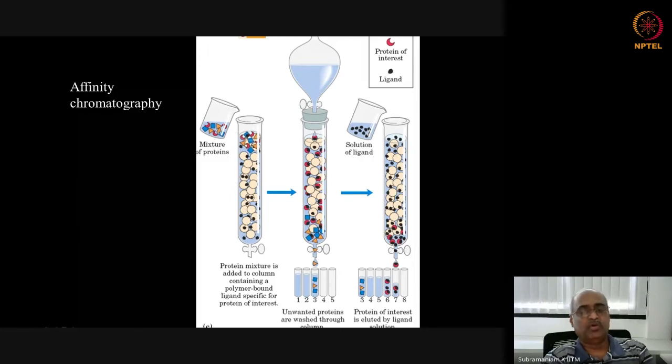a duration during which the mobile phase continuously flows through. And as a result, the other molecules that do not have affinity for this antibody can all be washed away. So this is a very, very powerful technique where the column length can be really short, and it is based on the biological interaction, the affinity of one molecule for the other. Most of the time, these affinities are very high.